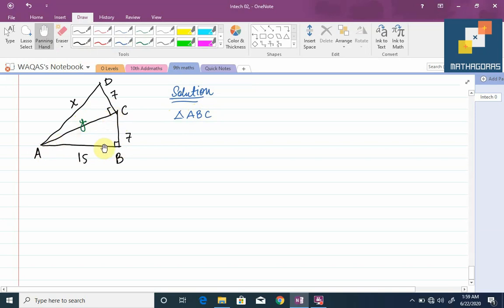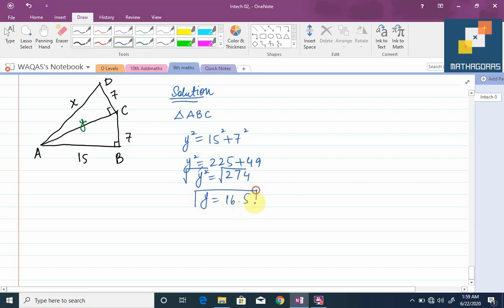Applying Pythagoras theorem in triangle ABC, it will be y square equals 15 square plus 7 square, and y square is equal to 15 square is 225, 7 square is 49. So 225 plus 49, so y square is equal to 274. Root on both sides, so y is equal to 16.5.